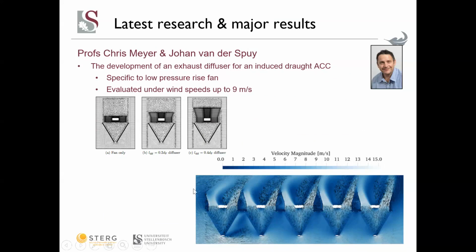The picture on the top left is just a CFD domain for the fan only. In the middle and on the right-hand side, two different diffuser designs are added to the domains. At the bottom right, we have some CFD results showing the velocity magnitude for this induced draft ACC with diffuser under a crosswind condition.